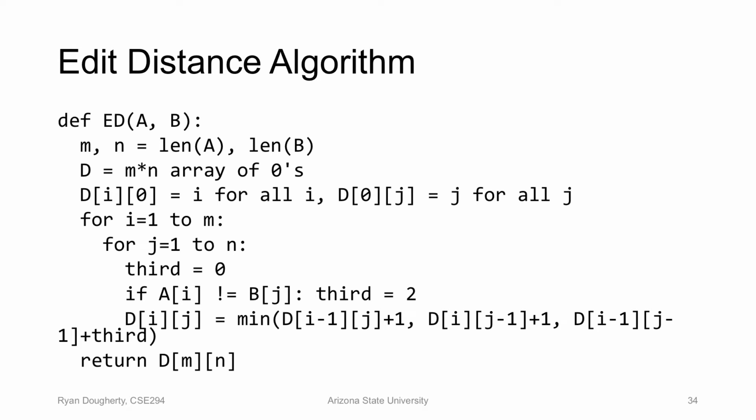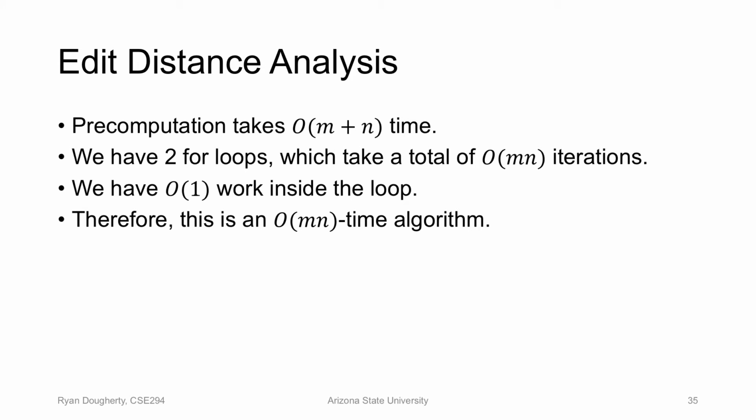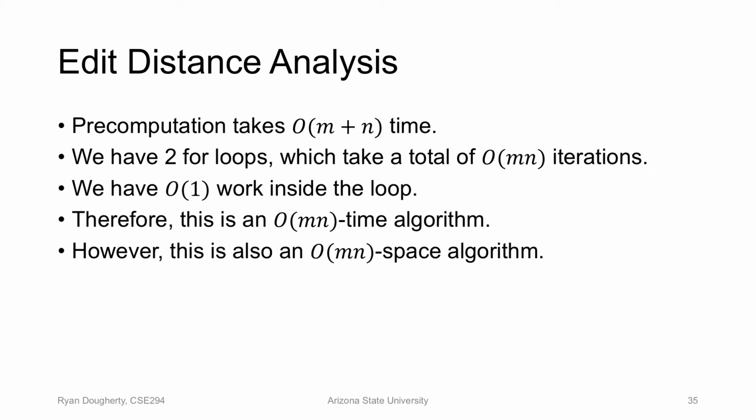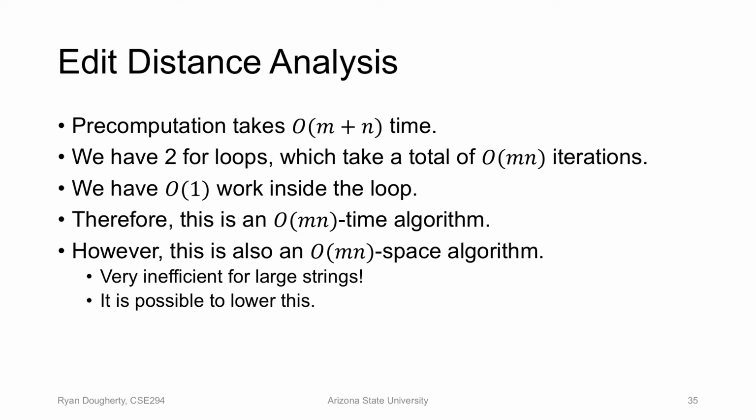So if we look at what we're doing in the inner part of the second for loop, well, essentially we're doing a constant amount of work, just as before. So therefore, this is an O of m times n time algorithm. Okay? But this is also, as before, an O of m times n space algorithm. So again, this could be inefficient for very large strings, but it's definitely a lot better than doing a brute force method. We can actually lower this to, I think, about linear in the larger string, I believe. But you can lower this. Okay?